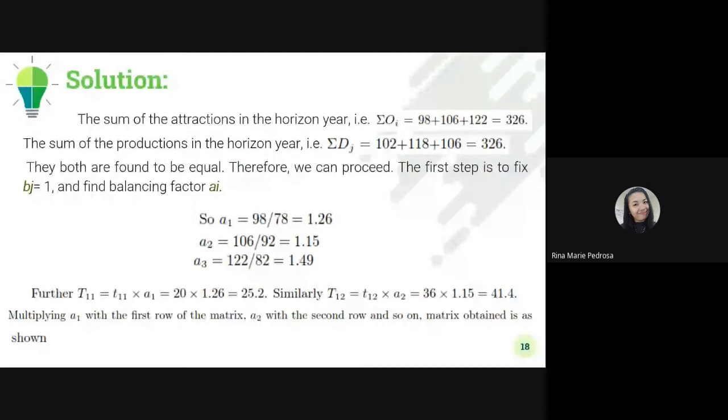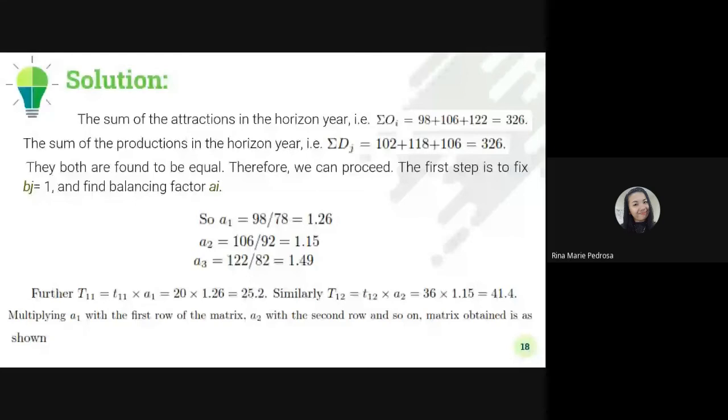So further, T sub 1,1 is equal to T sub 1,1 times A sub 1, which is 20 times 1.26, equivalent to 25.2. Similarly, T sub 1,2 is equal to T sub 1,2 times A sub 2, which is 36 times 1.15, equivalent to 41.4. Multiplying, the matrix will be obtained. So here is the matrix.